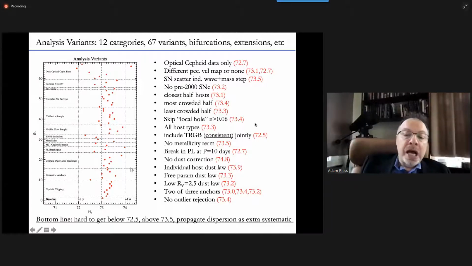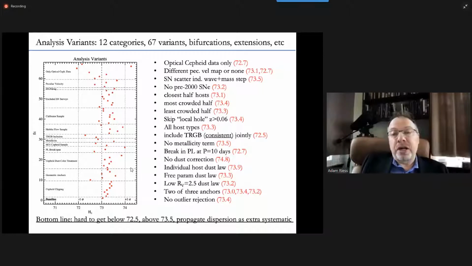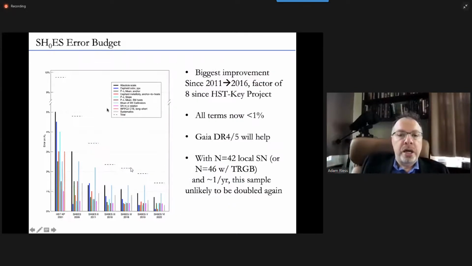But our bottom line here is it's very hard to get the Hubble constant below locally 72.5, very hard to get it above 73.5. We propagate an additional systematic uncertainty due to the variation of these variants. Most of this systematic uncertainty is now contained in the covariance matrix formally, so it's part of the error bar there.